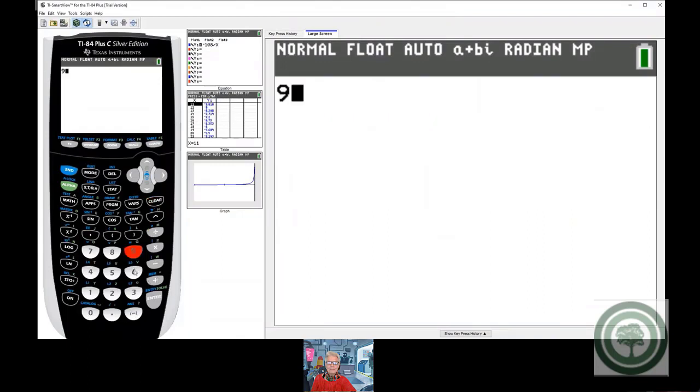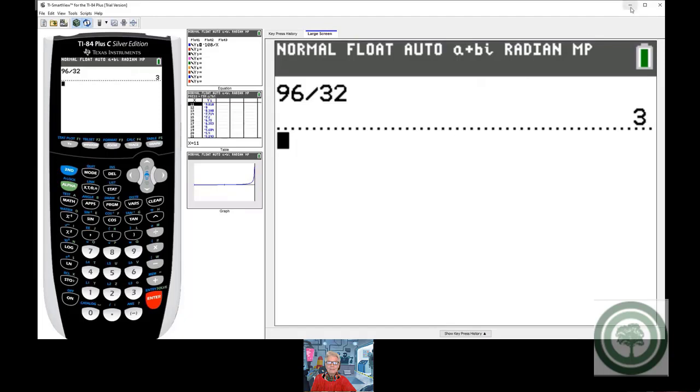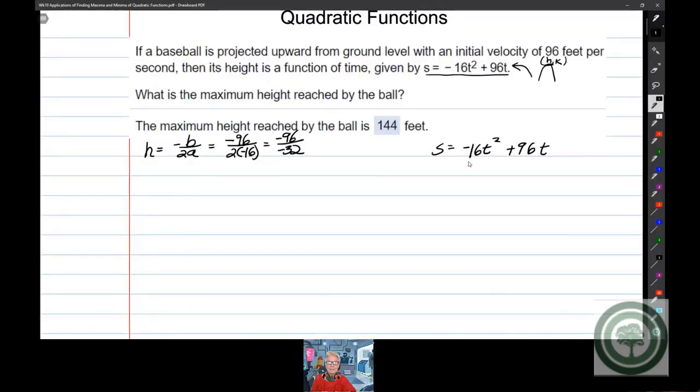Okay, 96 divided by 32. 3. My goodness, who would have thunk it? So, negative over negative is positive. 32 goes into 96 3 times, so it's going to take 3 seconds for the ball to reach its highest point. Well, they're not asking for that, of course. What we're looking for is K. K is what we get when we put 3 in for t.